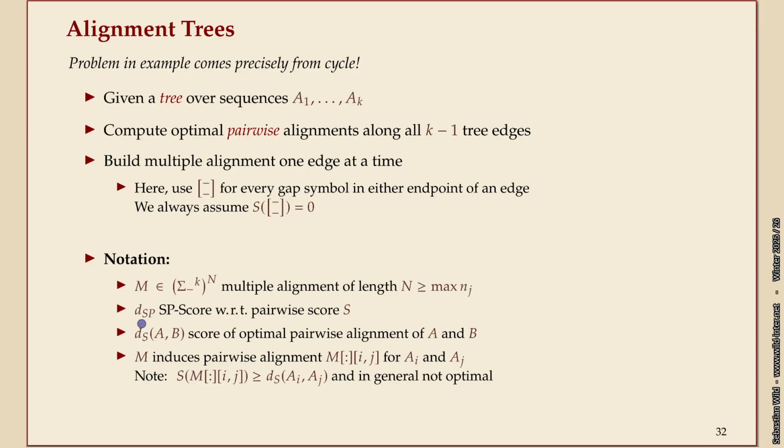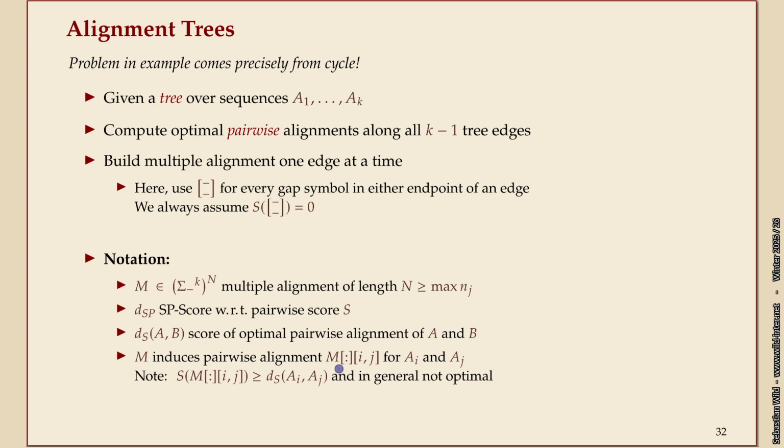DS, I think I've used it consistently like this before, is the score of the optimal pairwise alignment between two sequences. Whereas S itself was a function that gives you the score of columns or the score of some alignment. You just give the alignment, and it may or may not be the best alignment. Whereas DS, D for distance, should give you the score of the best alignment.